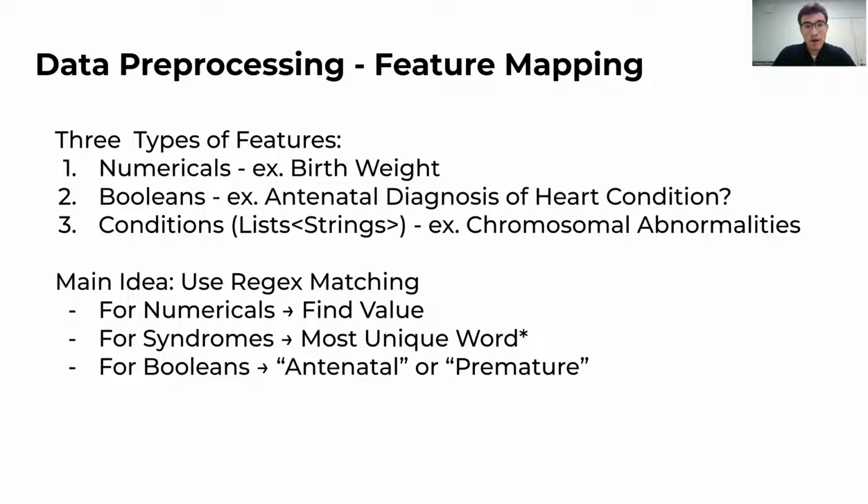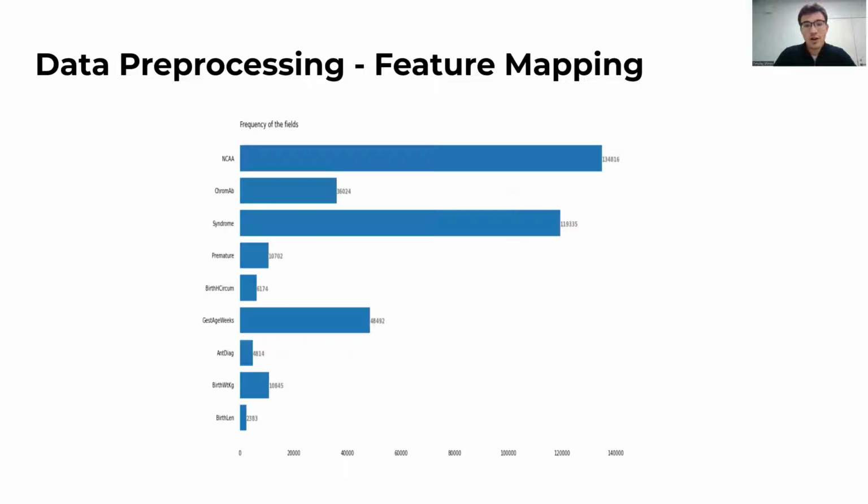For feature mapping, we are actually finding the occurrences of the labels in the clinical notes. For numericals, we just looked for the exact value of the integer or the float. For syndromes, we looked at the most unique word in the descriptions, and for booleans, we looked for the words antenatal and premature. And here are the results of our feature mapping. As you can see, we perform very well in the syndrome description.